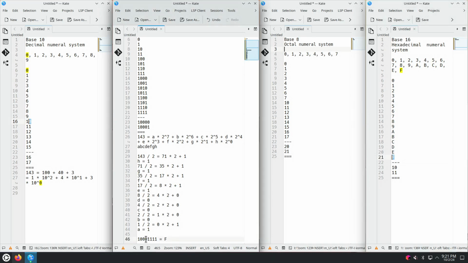And then this guy, 1 0 0 1 and 3 zeros, is line 14, which is 8. Like this. So conversions between bases 2, 8, and 16 are a number of times easier to compute than from any of these to base 10 or from base 10 to any of these.